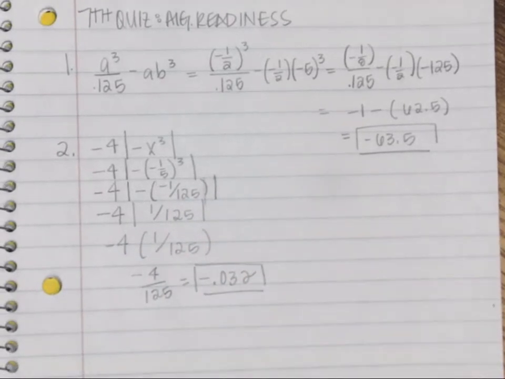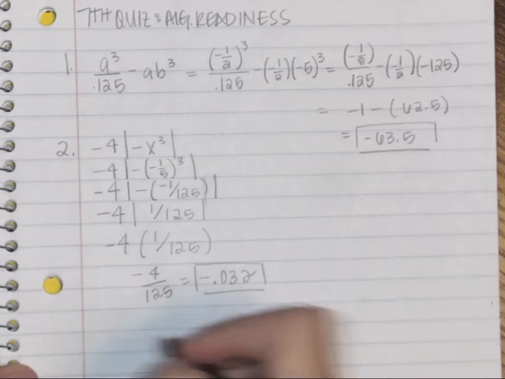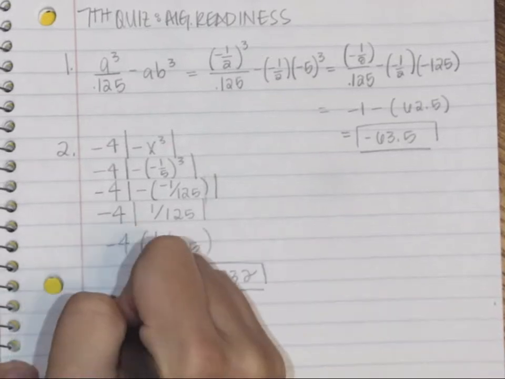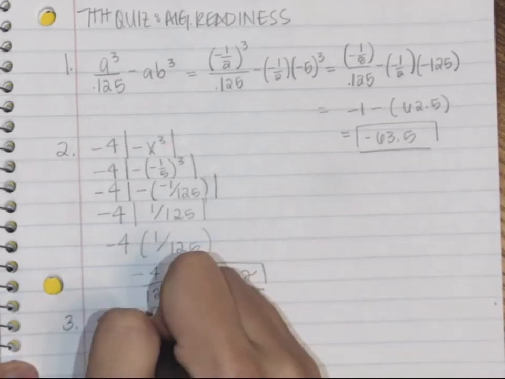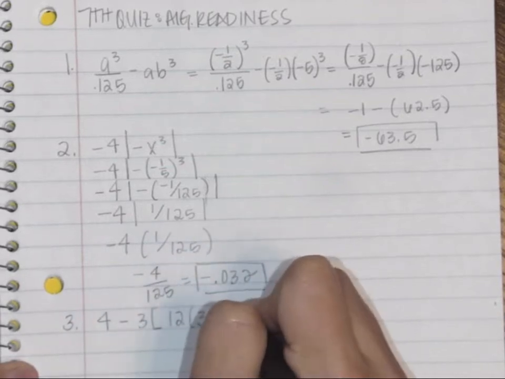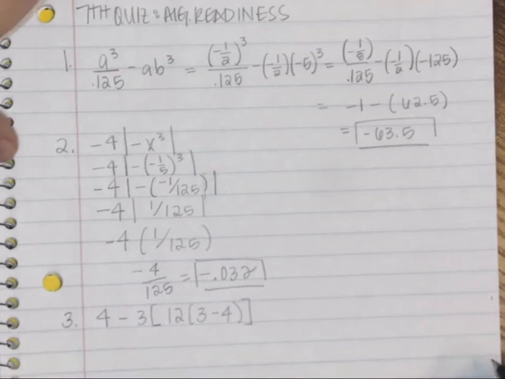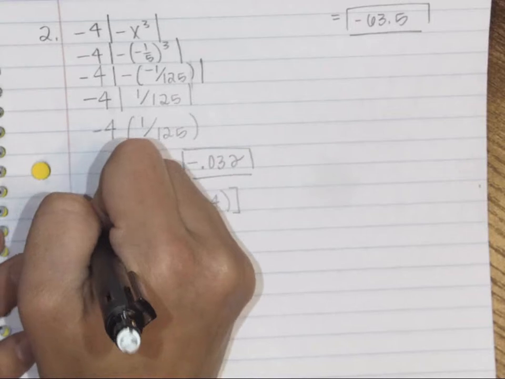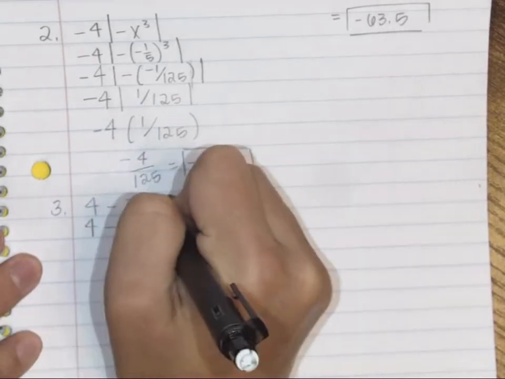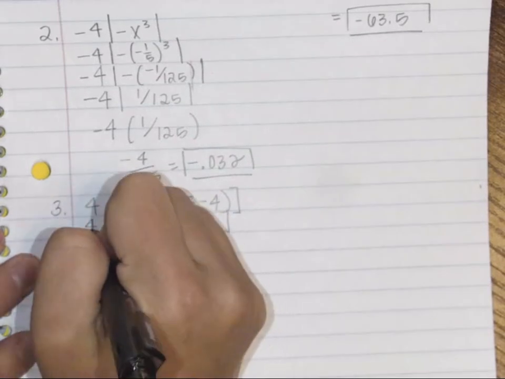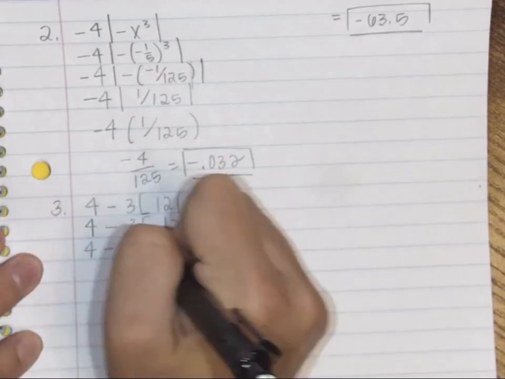Number 3 says to simplify this expression. So we have 4 minus 3 times 12 times 3 minus 4, and we're closing the bracket. So brackets are also a form of parentheses like we've talked about. So now we need to do PEMDAS within those brackets. So that'd be 4 minus 3 times 12 times negative 1. And now we can do that multiplication.